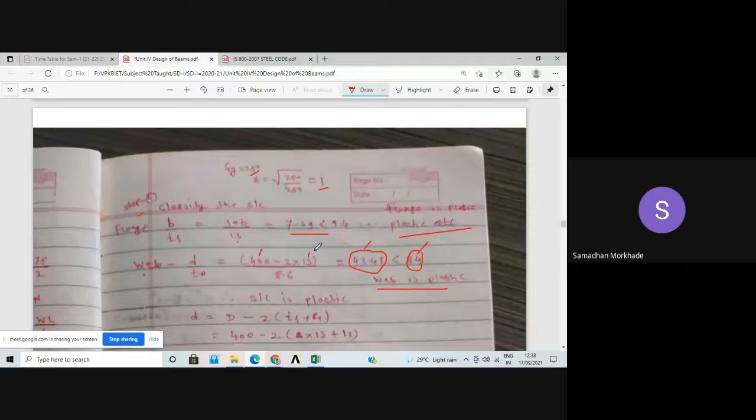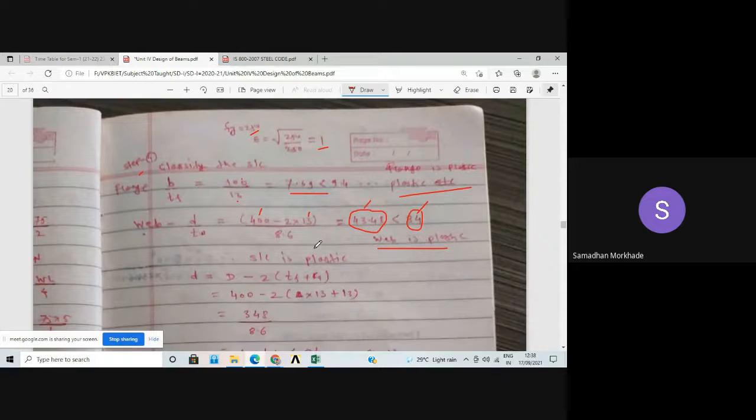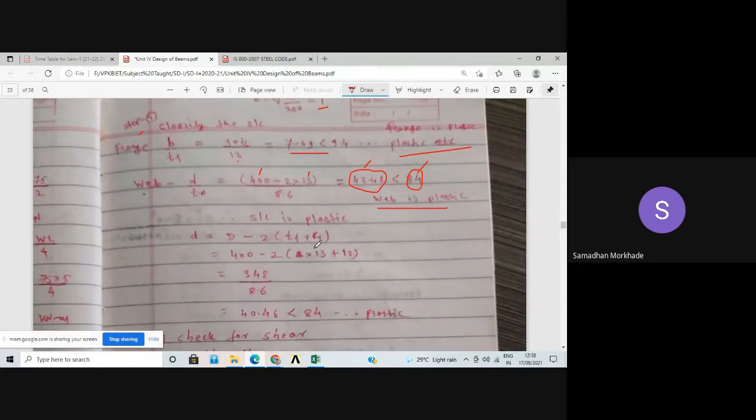Okay, so flange is plastic, web is plastic. Therefore, section is plastic. Yes, this is the criteria. In some books, it is given like this: d is equal to capital D minus 2 times (thickness of flange plus root radius R1). You just refer to any book. If you do it like this, it will again become less.